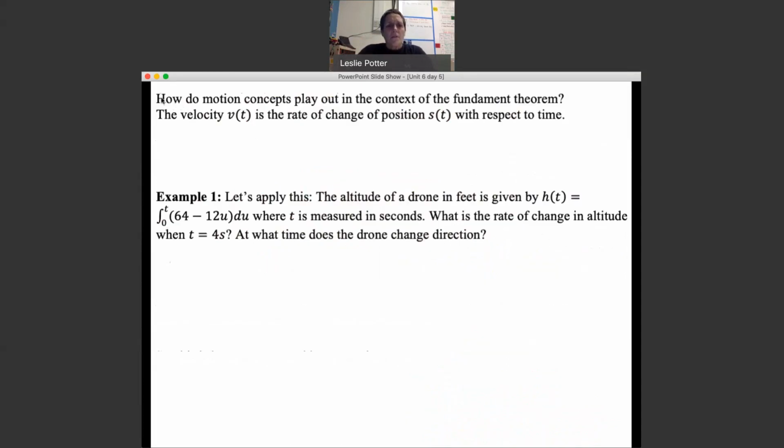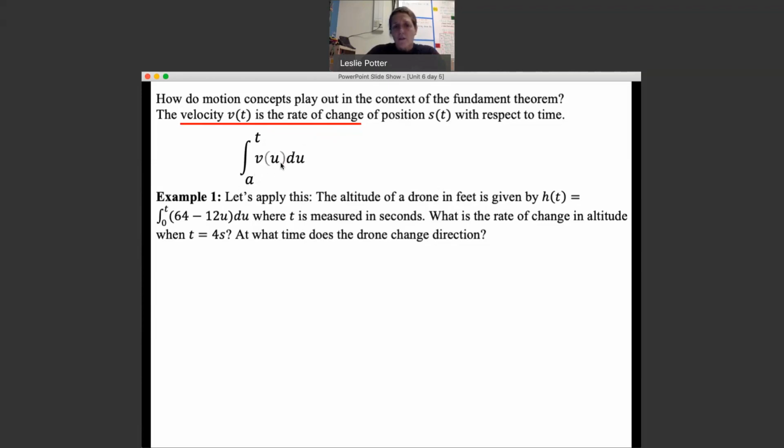The first thing we're going to do is see how this works in terms of motion concepts, because you have a lot of practical experience with things like position and velocity. We know velocity is the rate of change of position with respect to time. So velocity is a rate of change, and that's our accumulation function. That's what we're going to accumulate underneath. We're going to accumulate from a to some location t, and we're going to accumulate the rate of change.